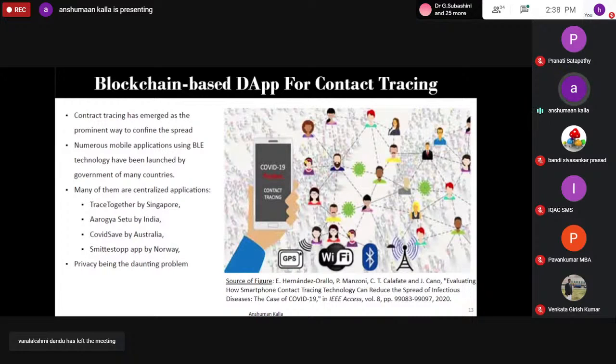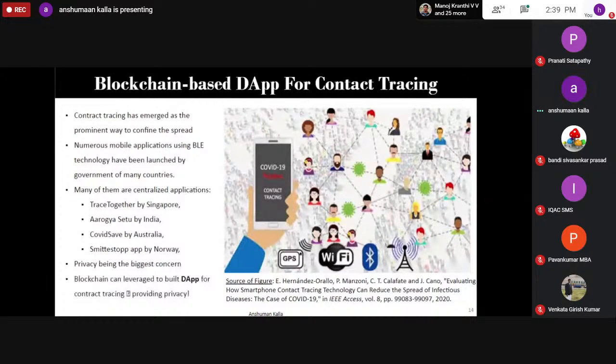So as I said, though these applications are able to efficiently track contacts, nevertheless the biggest concern in the use of such applications is the possibility of privacy invasion, right? The way users' personal data and their movements are getting collected, they are a little skeptical about the use of such applications, right? Moreover, the collected data is being stored and analyzed in a centralized cloud, and thus the user may lose the ownership of their data, right? Now here, a blockchain-based decentralized application for contact tracing has immense potential to ensure security and privacy at the same time, right?